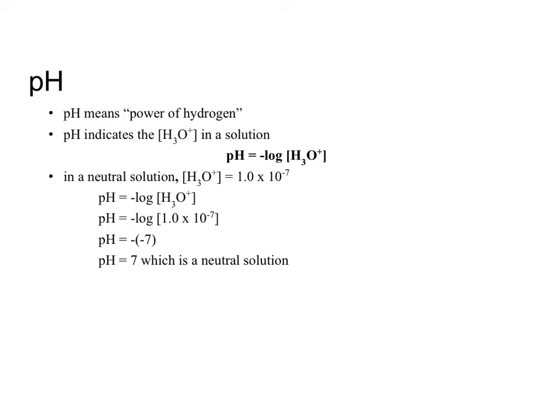So when you put this in your calculator, it should look like this. Negative log 1.0 E negative 7, and it should give you a total of 7. Whoa, it's negative, my brain hurts. Negative log of 1.0 times 10 to the minus 7 is equal to 7.